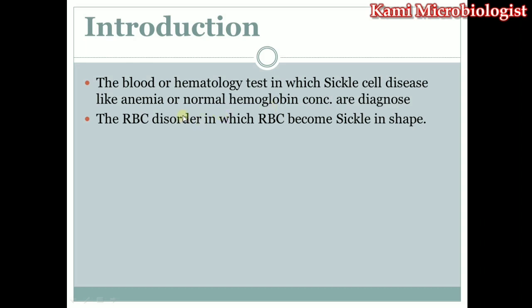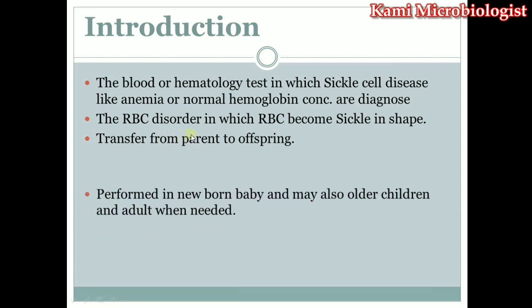Remember guys, sickle cell disease is an RBC disorder in which the RBCs become sickle shaped, means the RBCs look like a ruptured form or a C-like shape. Now the most important thing, remember guys, is that sickle cell disease is actually a genetic disease. There is a mutation in the RBC cells due to which the RBCs become C shaped, and this type of disease can also be transferred from parents to offspring.